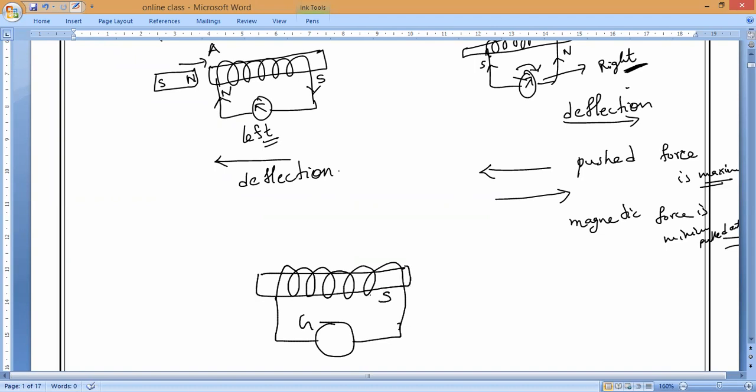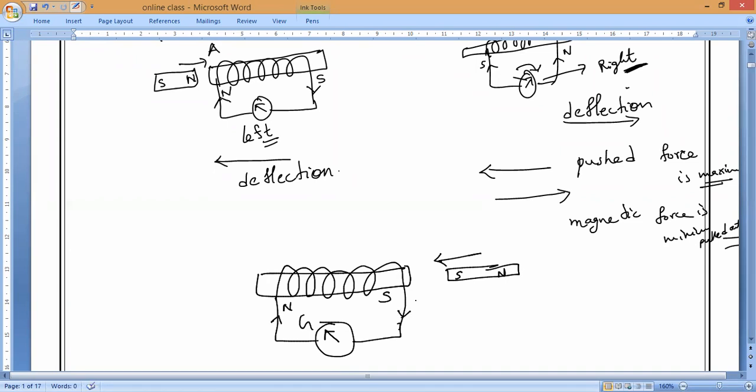As we know, on this side the South Pole, and on this side the North Pole will come, if the South Pole of the magnet is going in. Now I am inserting the South Pole, pushing it in, so the force is more. If the South Pole is pushed in, what is the deflection? Please respond. Left side, sir. So the deflection is to the left side, so the current is moving in which direction?